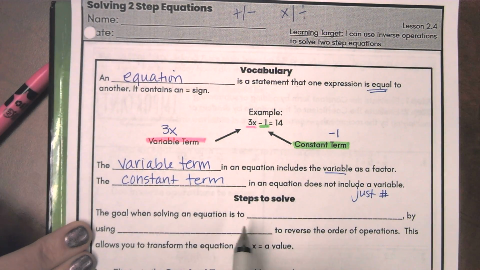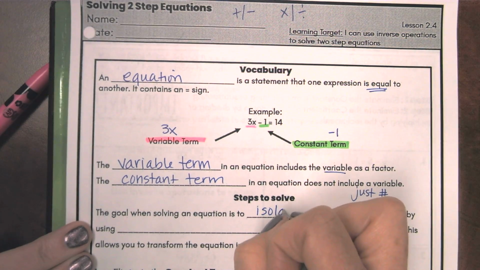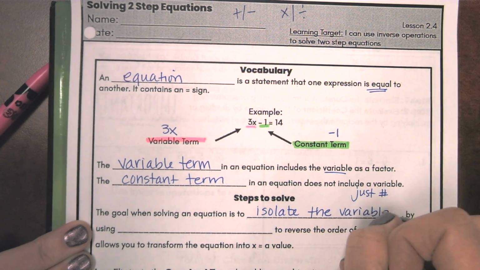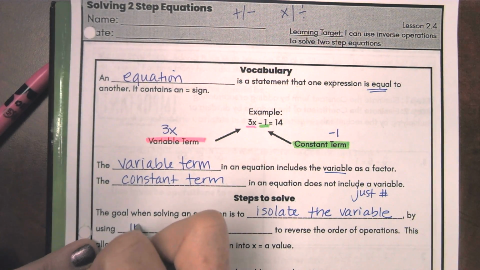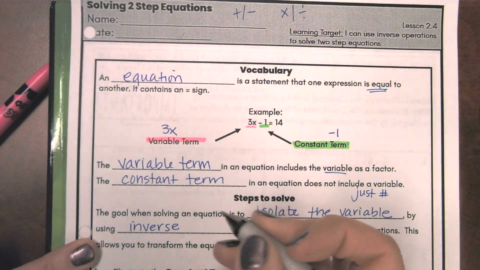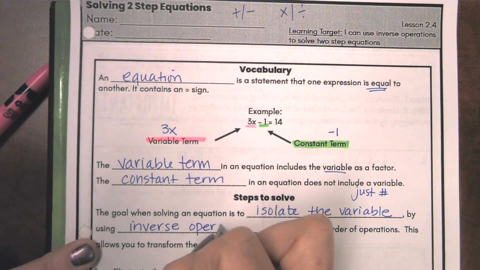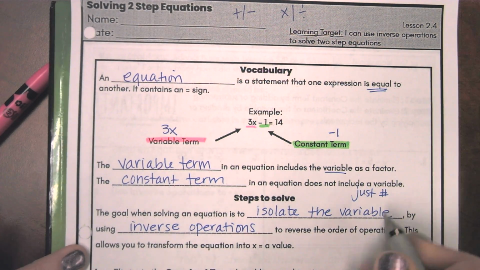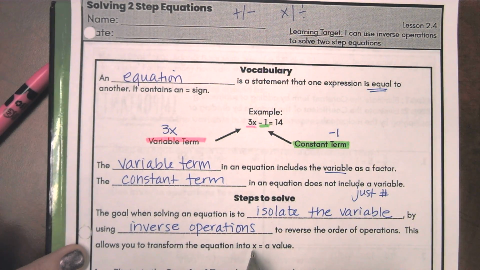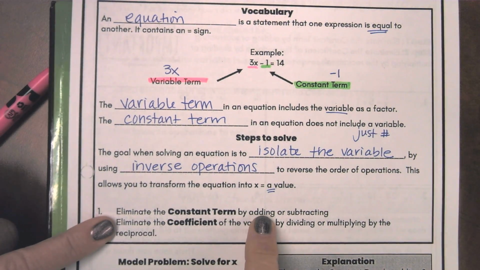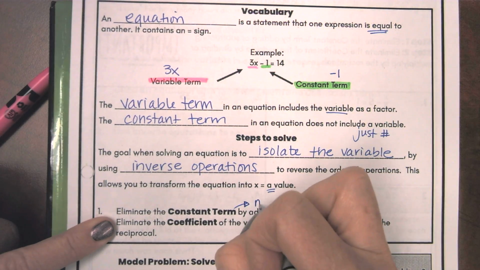The goal when solving an equation is to isolate the variable. We want the variable all by itself, which means it has to have a 1 in front of it, by using our inverse operations. Remember, addition undoes subtraction, multiplication undoes division, and vice versa. So we're going to be using inverse operations to reverse the order of operations. This allows you to transform the equation into an x equals whatever number that you find as part of your solution. So remember, we're going to eliminate the constant term, so make it 0.